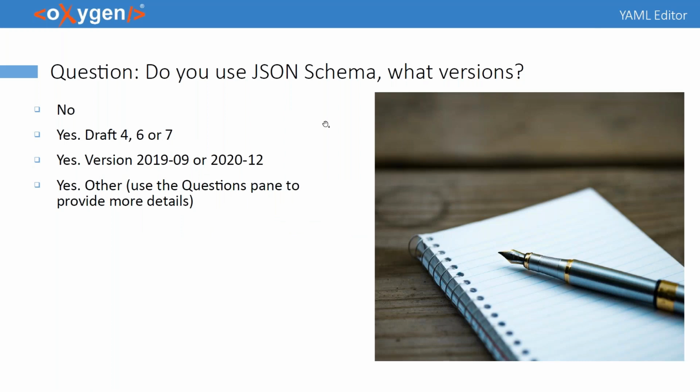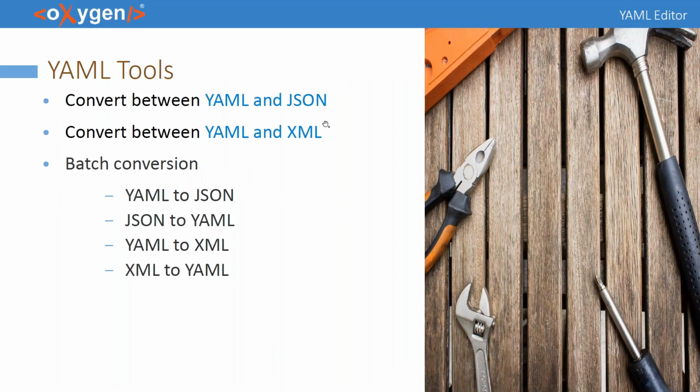We can continue with the presentation, and I'll tell you a few things about the YAML tools that we provide. We provide support for converting YAML documents. You can convert a YAML document to JSON, and you can convert a JSON document to YAML. You can also convert a YAML document to XML or back. And we also provide batch conversion, so you can convert multiple documents at once from YAML to JSON, from YAML to XML and back.